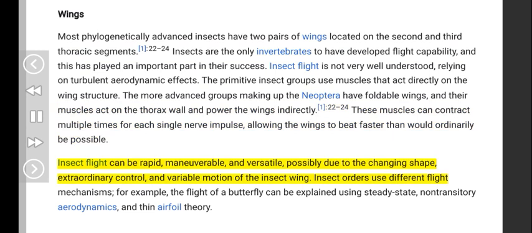Insect flight can be rapid, maneuverable, and versatile, possibly due to the changing shape, extraordinary control, and variable motion of the insect wing. Insect orders use different flight mechanisms. For example, the flight of a butterfly can be explained using steady state, non-transitory aerodynamics, and thin airfoil theory.